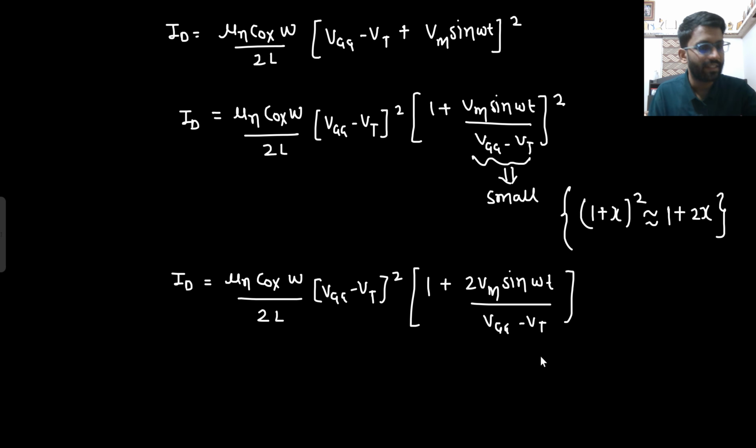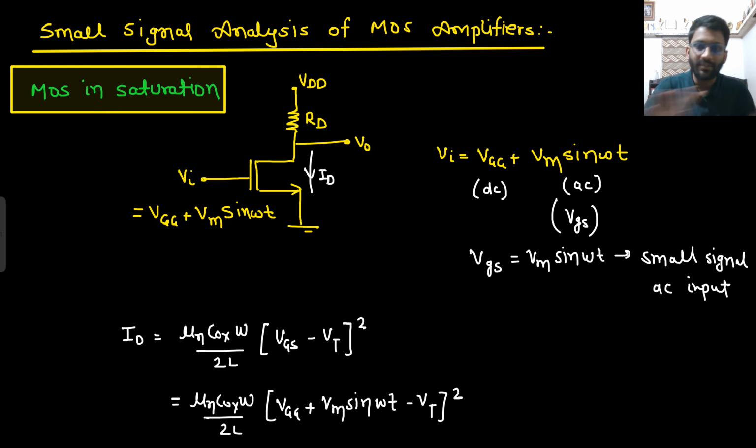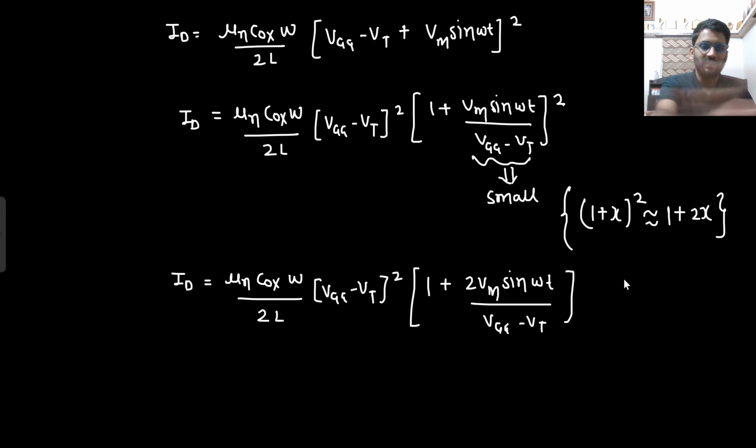Why do we short circuit the DC bias? What is the actual need? Here I did not short circuit anything. I am just applying the simple formula. We have VGG, we have Vm sin omega t. Simple formula we are applying, that's it. We are going with the simple analysis, right? So what is the ID expression you are getting?